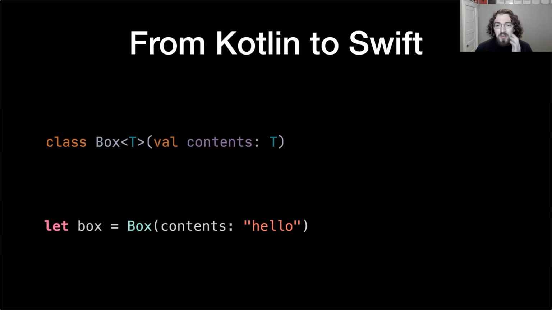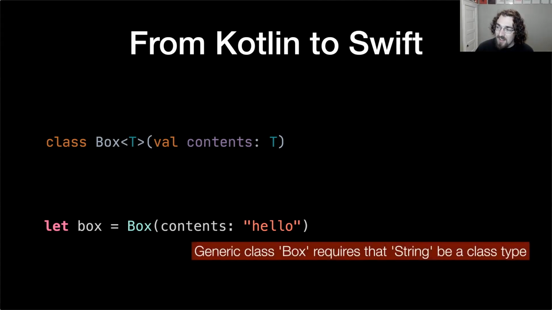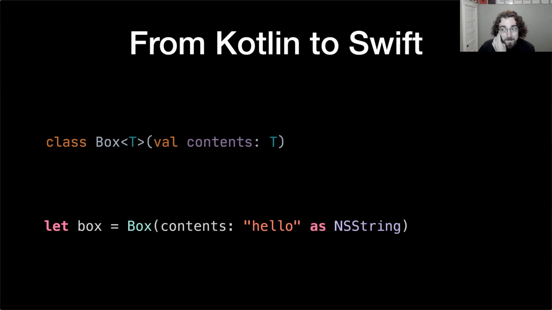In this particular case, it won't, because as that Box translates from Objective-C, it needs to be a class type in Swift, which Swift String is not, but Objective-C's NSString is. So you get this error: generic class Box requires that String be a class type. And so you have to do this manual cast here to work around that. It's a little ugly, but you can deal with that.